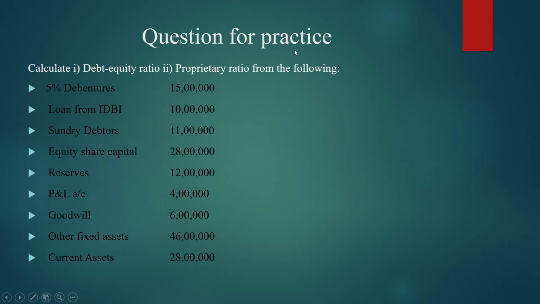I have put up a question for practice. You have to calculate the debt equity ratio and the proprietary ratio. First, you have to write the formula of debt equity ratio. Debt equity ratio is long-term debts divided by the shareholders fund. So you have to find out from these items which are the long-term loans and which are the shareholders fund. Then you can calculate the debt equity ratio. And for proprietary ratio, again the formula is shareholders fund divided by total assets. So from here again, you have to find out the total assets first. After that, find the shareholders fund, then you can calculate the proprietary ratio.